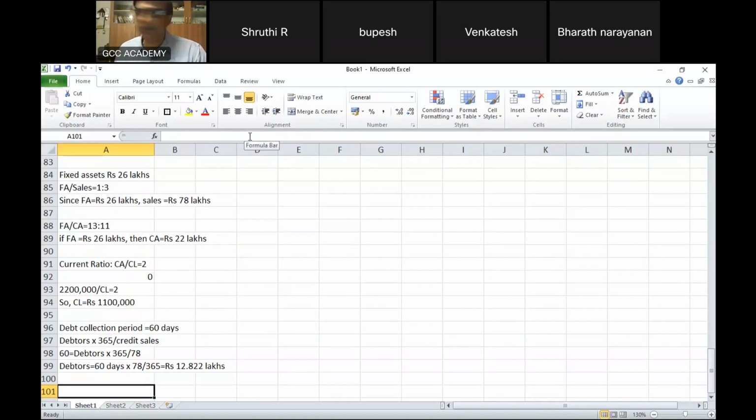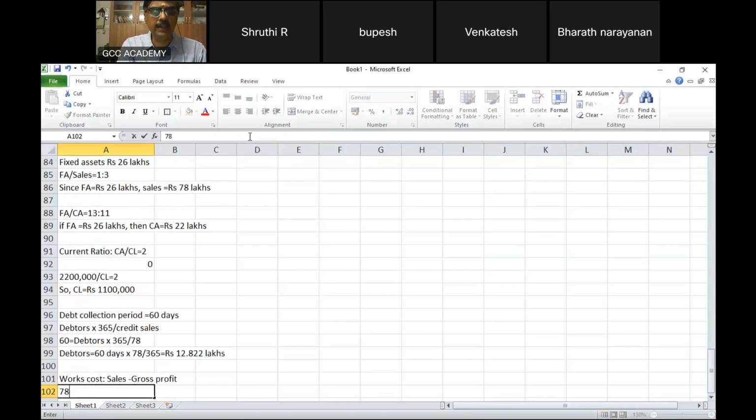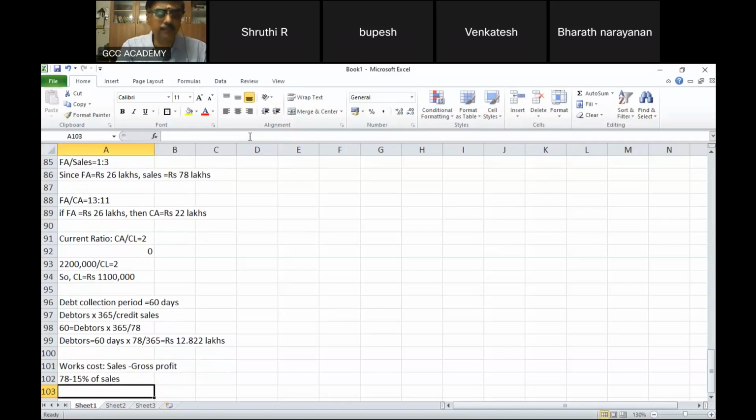Then we have to calculate works cost. Works cost is important: sales minus gross profit, because there is no other cost here. Sales is 78 lakhs minus gross profit. What is the gross profit percentage? That is in the question. Have you noted down the question? 15%. So 78 minus 15% of sales, which is 11.7. 78 minus 11.7 is 66.3. So works cost is 66.3 lakhs.